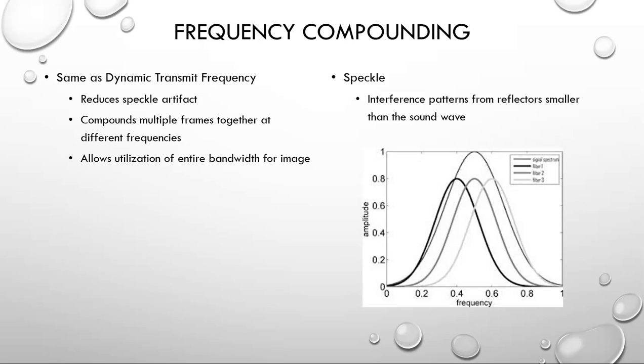Frequency compounding is like spatial compounding, except we're going to be utilizing different parts of the frequency spectrum for different depths. Now, we already talked a little bit about this with dynamic transmit frequency. This helps us reduce the speckle artifact, and it compounds multiple frames together at different frequencies to give us better images. This allows utilization of the entire bandwidth for the image.